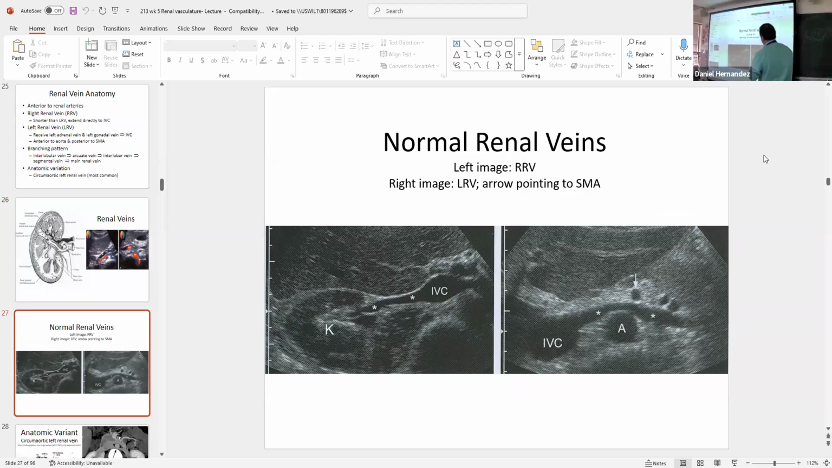Got a nice beautiful right renal vein there, draining right into the IVC. Nice clear picture. Then our left renal vein, coursing between our aorta and SMA.